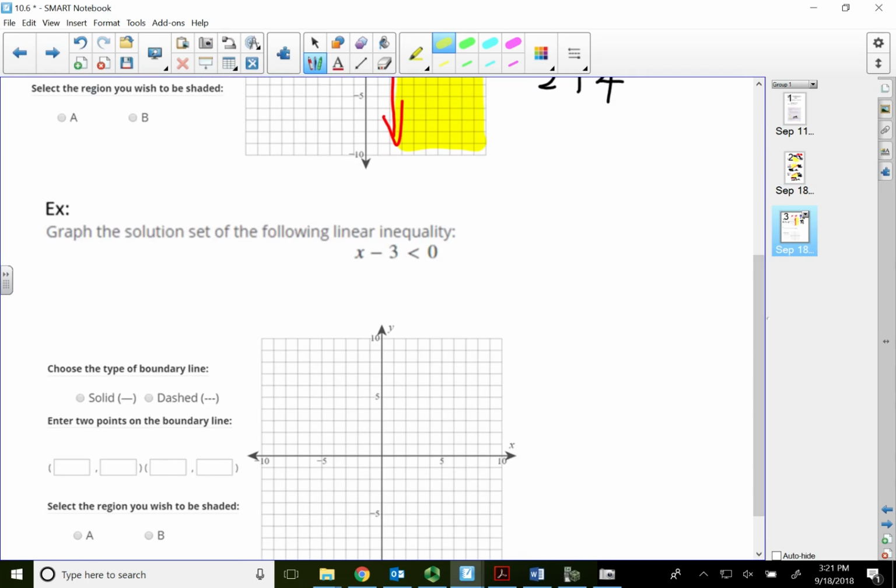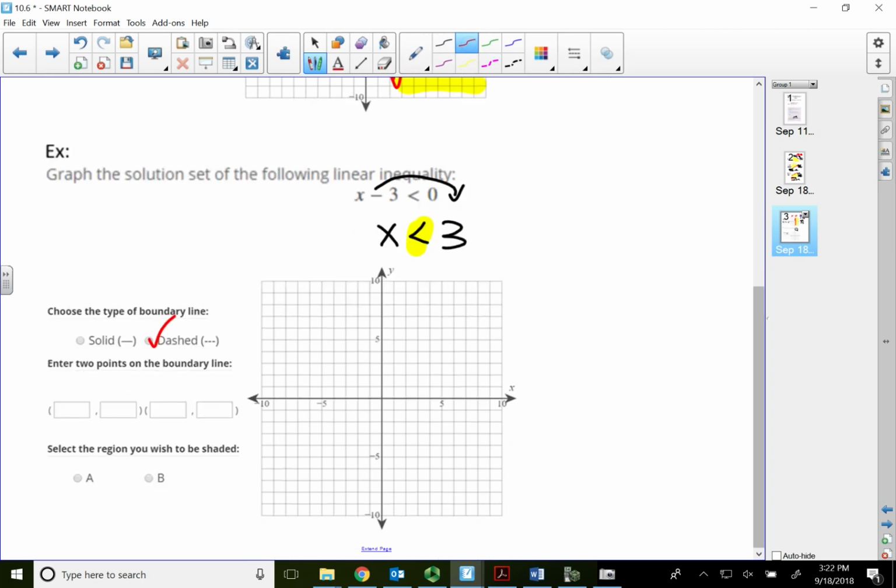This one, same thing. No variable y. So this is another vertical line. If I just move the -3 over, that's going to be x less than 3. So by reading the inequality, I know I'm going to use a dash line. Less than means I will shade to the left of my vertical line.